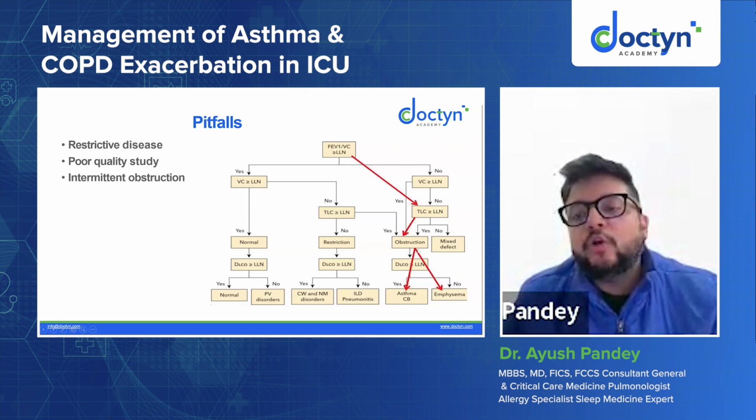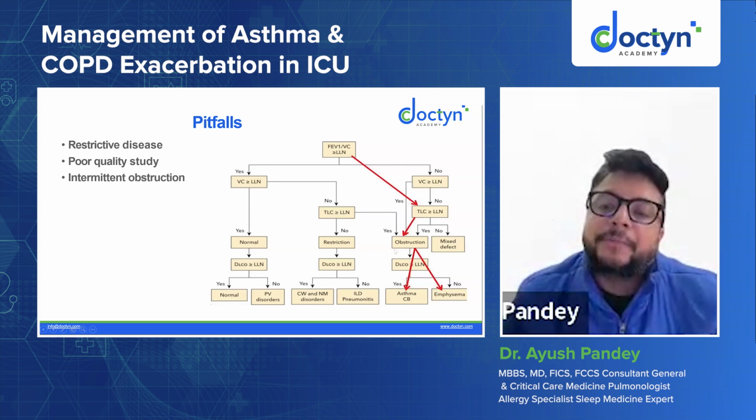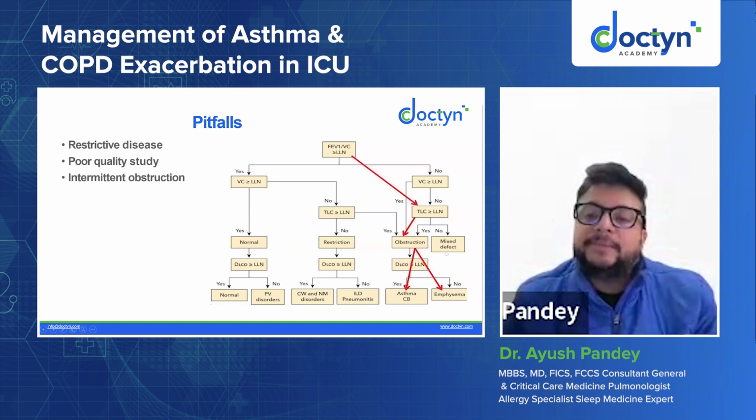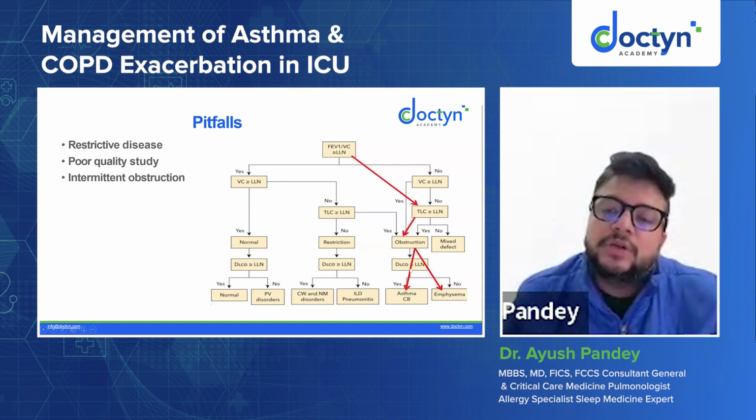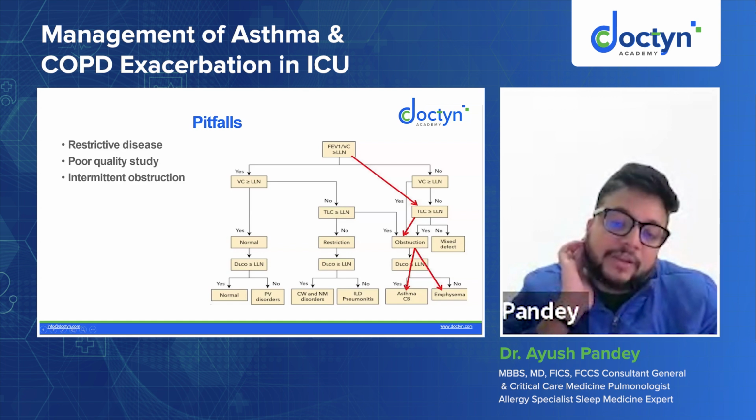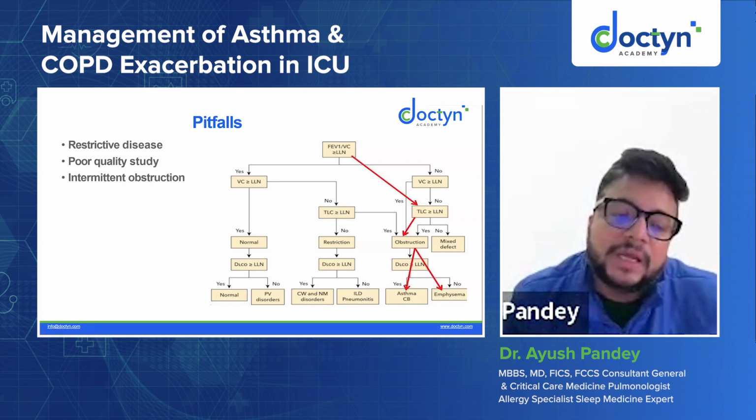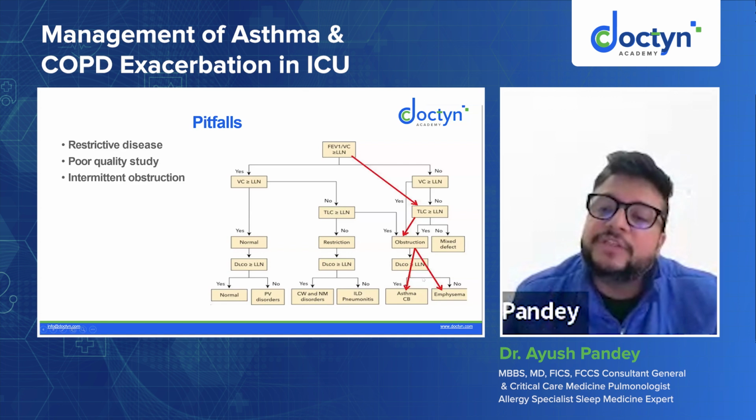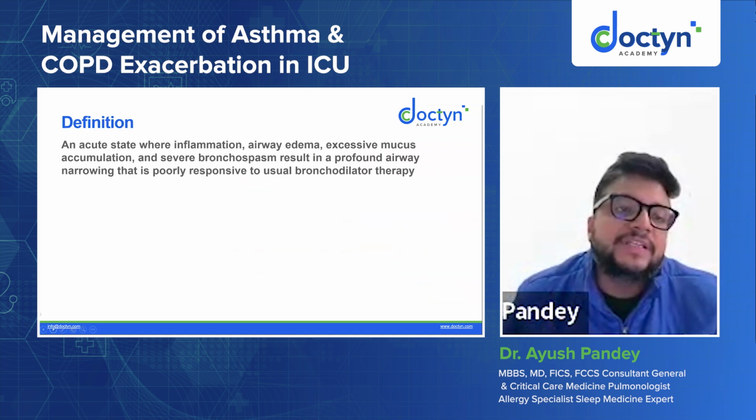If it is greater than or equal to the normal value, it can be either an obstructive defect or a mixed defect. You can go for a DLCO, and if it is greater than or equal to the lower limit of the value, that means it is a patient of asthma. If no, that means it is a patient of COPD or emphysema.